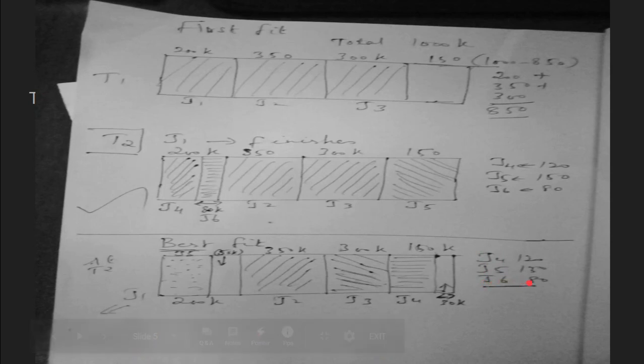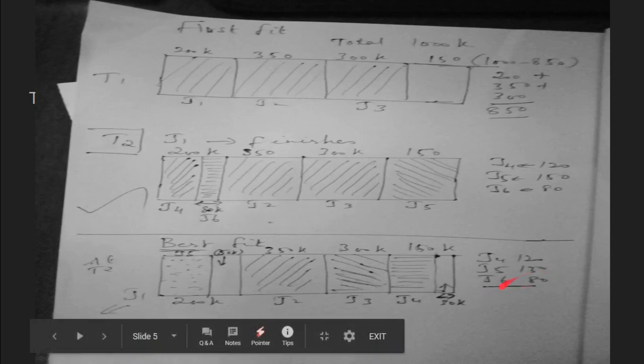So J4 is allotted to this 150k block. So naturally 150 minus 120 is equal to 30k of memory, which is left as a hole, which is not used for now. Now what will happen? Next the scenario changes. Now the job J6 comes to the queue. When the job J6 comes to the queue, what happens here?